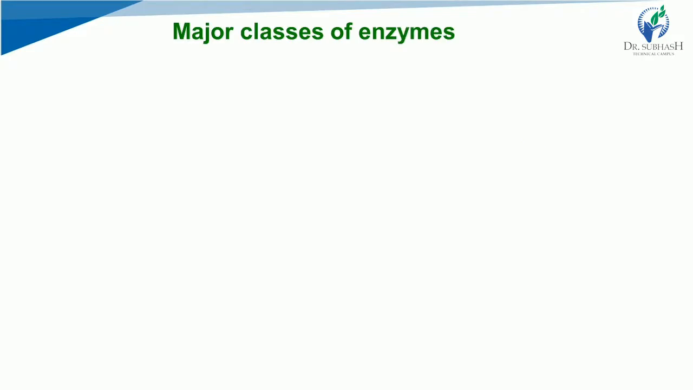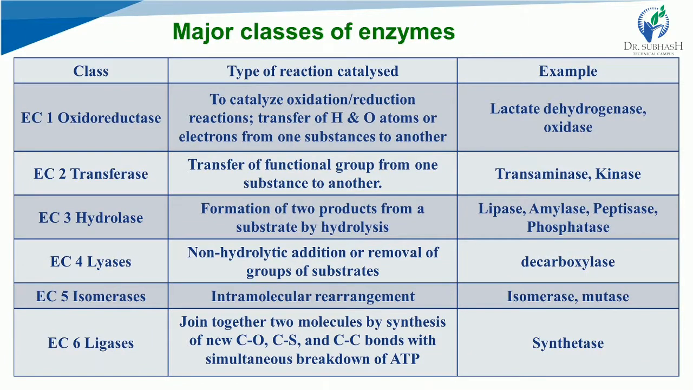These are some examples of major classes of enzymes. Have a look at it. You can pause the video here and write it down. Now if we see the class, type of reaction catalyzed, and example: EC1 oxidoreductase, EC2 transferase, EC3 hydrolase, EC4 lyase, EC5 isomerase, EC6 ligase. I repeat, EC is the full form of enzyme commission number, that is EC1 oxidoreductase.